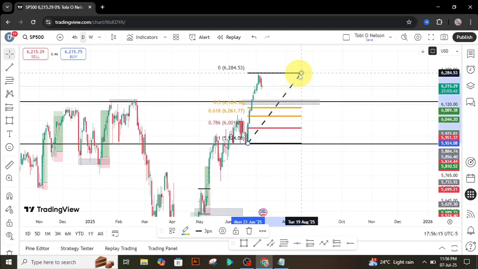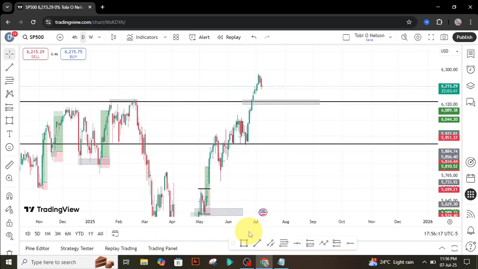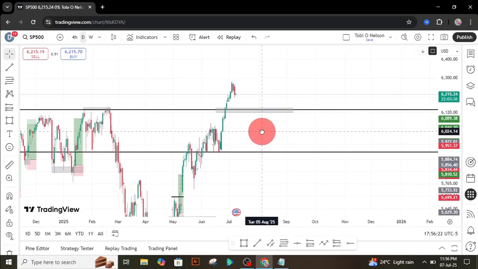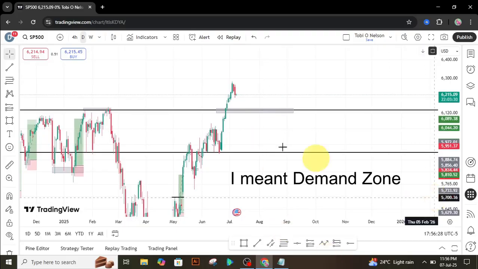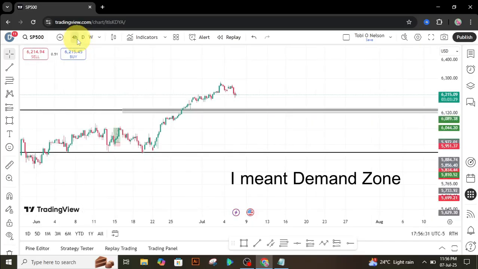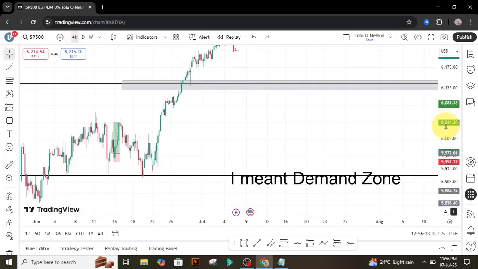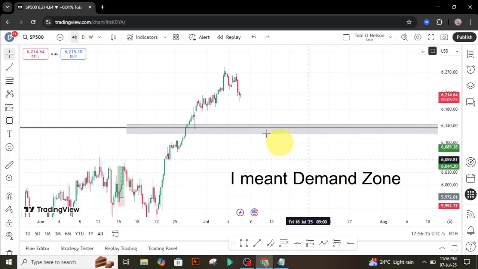But the most important thing is that when the market comes here, it is not yet a supply zone until the market makes it a supply zone. What do I mean by that? Let's say, for example, let me put this in 4 hour. Let me drop down.